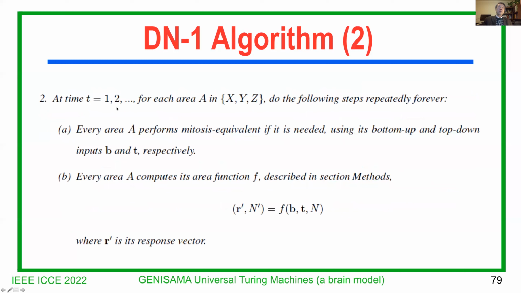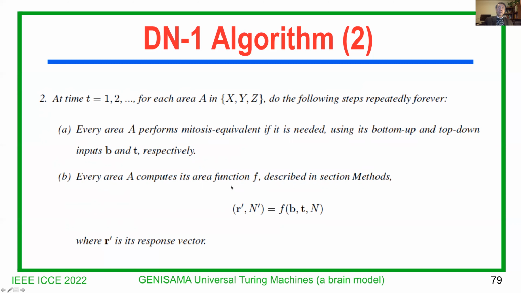At the time t equals 1, 2, and so on, for each area A in X, Y, Z, do the following steps repeated forever until you have death, or body death. Every area A performs mitosis equivalent if it is needed, using its bottom-up and top-down input B and T respectively. So basically, A may split neurons. Mitosis means split, all right? Once you do mitosis, the new neuron uses the same bottom-up and top-down input B, but its age is 0.